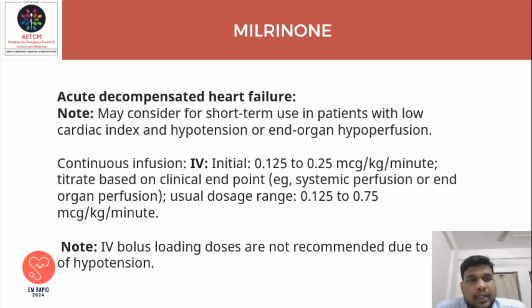Coming to the indications, in acute decompensated heart failure, may consider for short-term use in patients with low cardiac index and hypotension or end-organ hypoperfusion. It can be used as IV continuous infusion. The dosage is initial 0.125 to 0.25 microgram per kg per minute and titrate to clinical endpoint. The usual dosage ranges from 0.125 to 0.75 microgram per kg per minute. Initial IV bolus loading doses are not recommended due to the complication of hypotension.